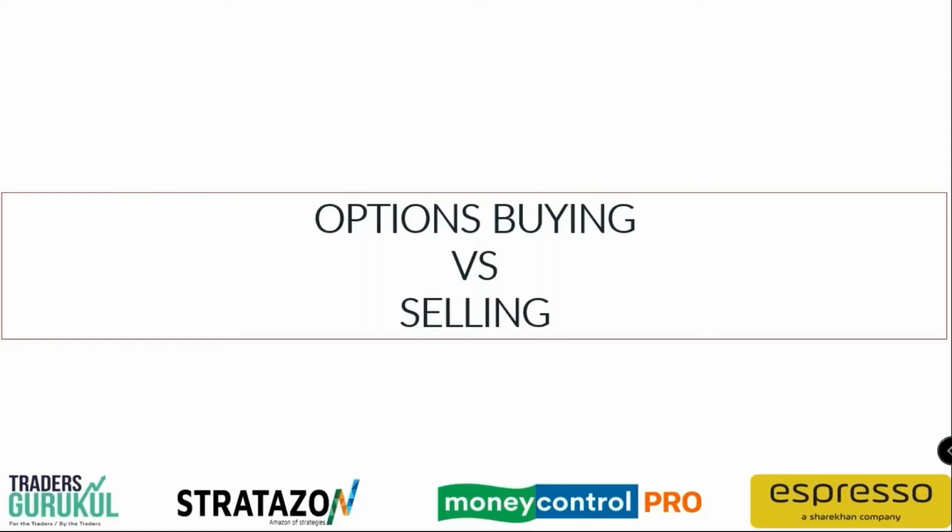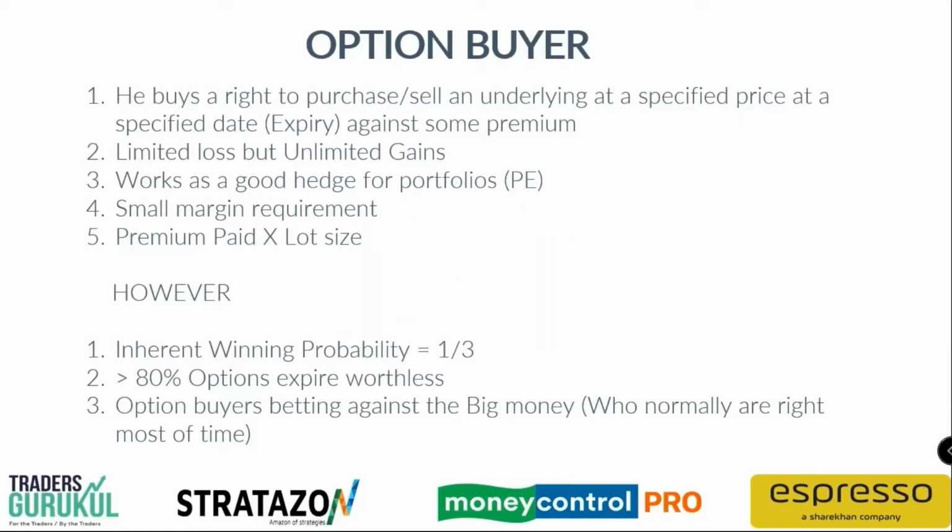Option buying versus option selling. An option buyer buys a right to purchase or sell an underlying at a specified price at a specified date, that is expiry. Against this, he pays some premium. He has a limited loss but unlimited gain. It works as a good hedge for portfolios.